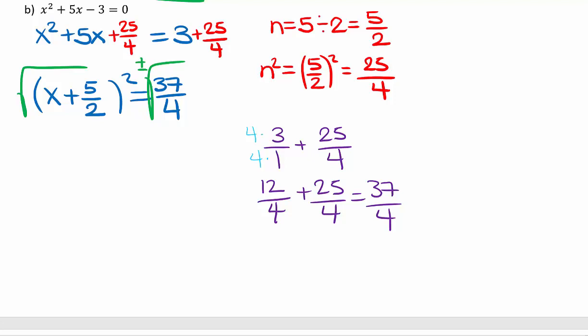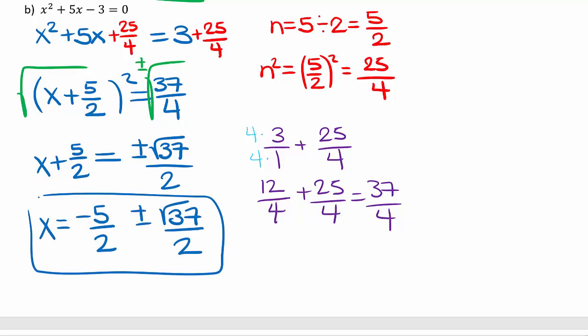Now we take the square root of both sides. Don't forget that plus or minus. It gets rid of the squared on the left-hand side. On the right-hand side, 37 is not a perfect square, so the 37 stays inside the radical. But 4 is a perfect square. Square root of 4 is 2, so we'll have a 2 on the bottom that's not inside the radical.